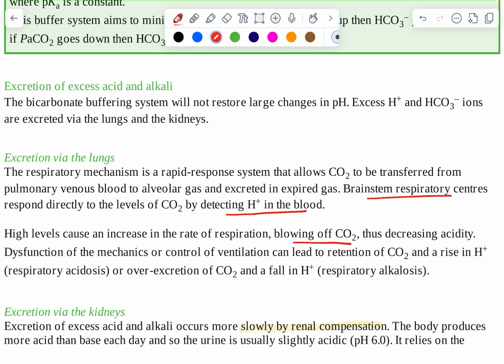Dysfunction of the mechanics or control of ventilation can lead to retention of CO2 and a rise in hydrogen ions, causing respiratory acidosis, or over-excretion of CO2 and a fall in hydrogen ions.